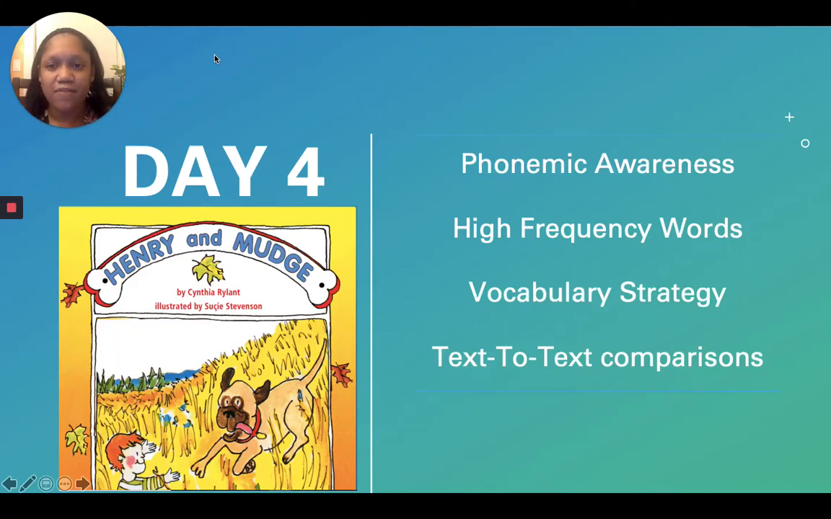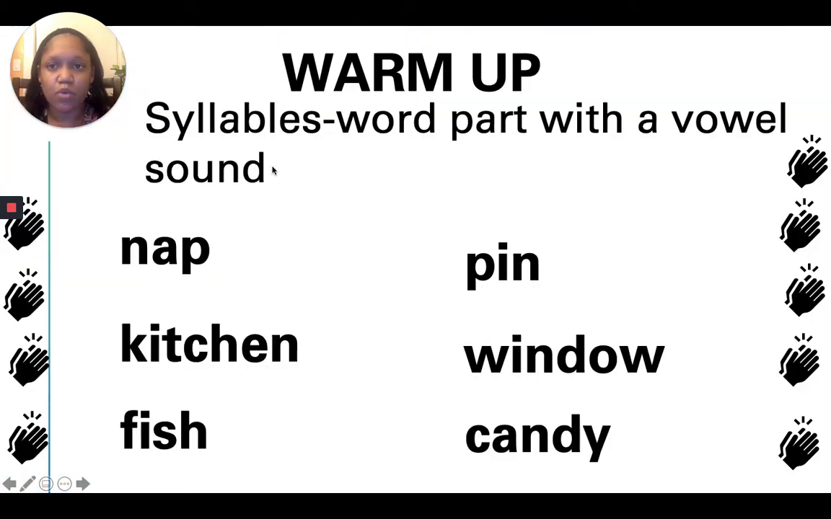Today's day 4 of our Journeys lesson. We'll do some sounds with phonemic awareness, high frequency words review, vocabulary strategy review, and we'll also read a new text to make text-to-text comparisons or connections. Let's begin with our warm-up.